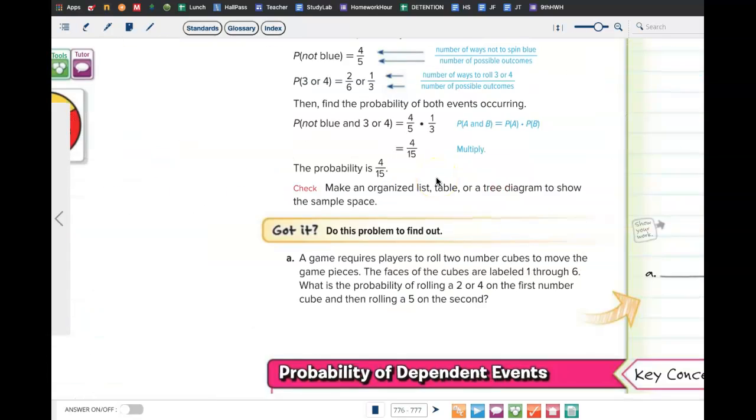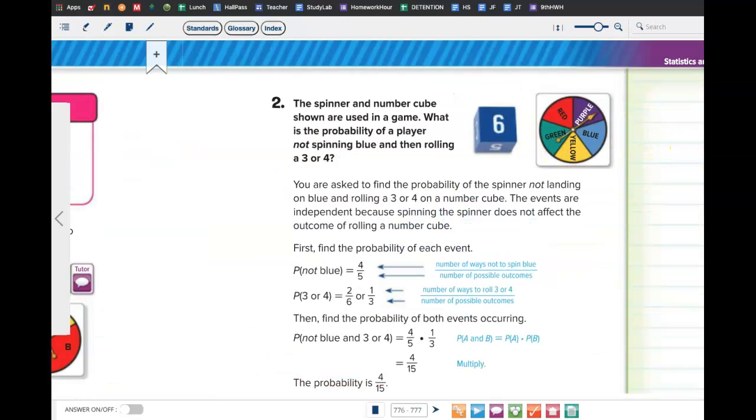Let's see another example. Number 2 on the next page says the spinner and number cube, which is just a dice, are used in a game. What is the probability of a player not spinning blue and then rolling a 3 or 4?